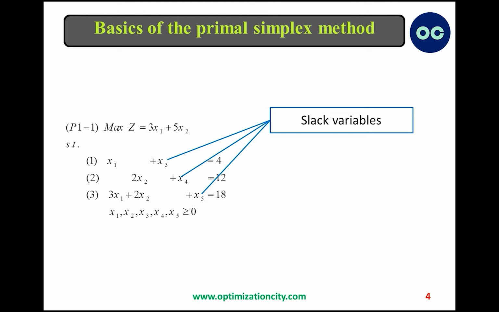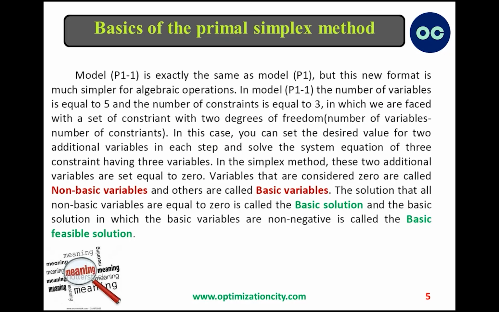This process can be applied to the other inequalities in these constraints. We have two other inequality constraints, which allow us to rewrite the entire model as necessary. We will discuss this in the future. We call x3, x4, and x5 slack variables. Model P1-1 is essentially the same as model P1, but it's been simplified to make algebraic operations easier.